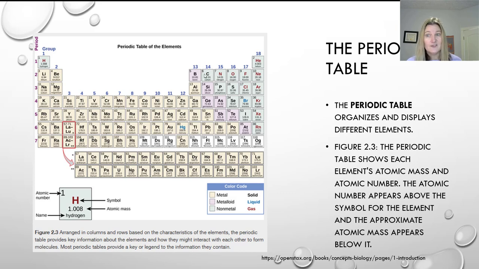If it doesn't have 6 protons, then it's no longer carbon, okay? If it has 7 protons, now it's nitrogen. If it has 5 protons, now it's boron. So the number of protons is the atomic number, and that stays the same for that particular element.